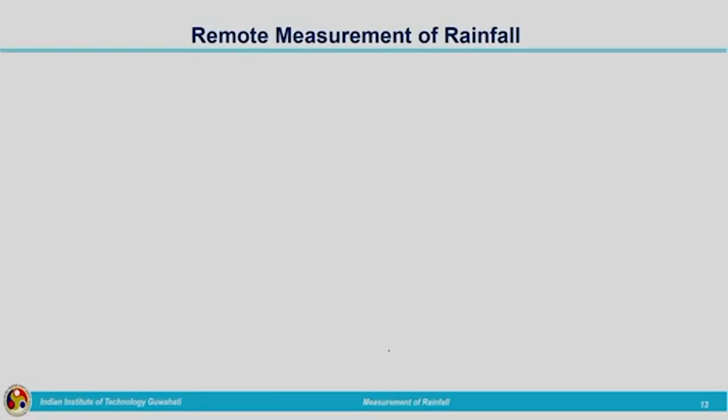So, next is the remote measurement of rainfall. When we were talking about the measurement of rainfall, we saw two types of rain gauges, the recording type and the non-recording rain gauge. It is installed at a particular point where we are doing the measurements, whether recording or non-recording. Based on that, we assume it is the same rainfall which we are experiencing over an area.